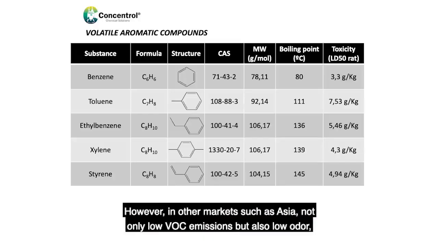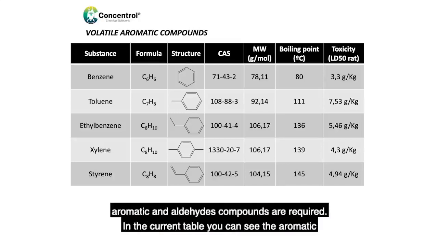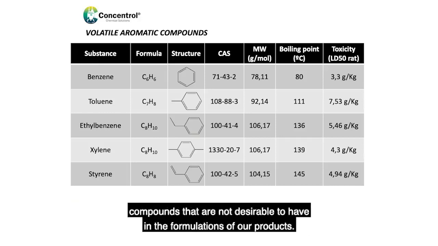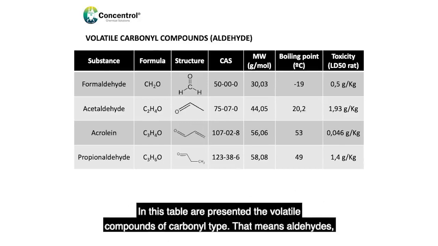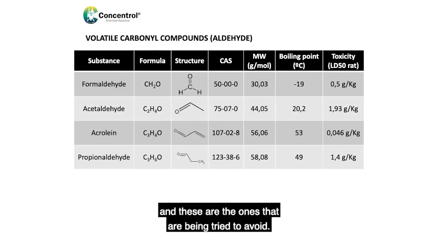However, in other markets such as Asia, not only low VOC emissions but also low odor, aromatic and aldehyde compounds are required. In the current table, you can see the aromatic compounds that are not desirable to have in the formulations of our products. In this table are presented the volatile compounds of carbonyl type, that means aldehydes, and these are the ones that we try to avoid.